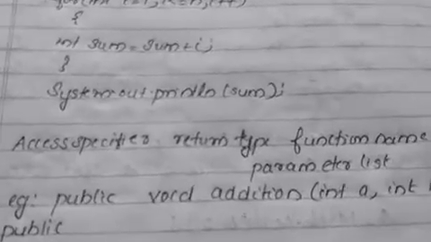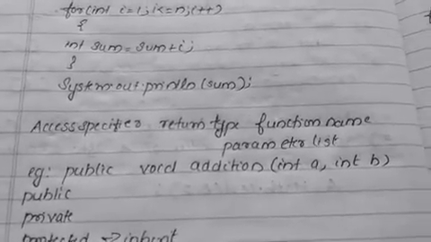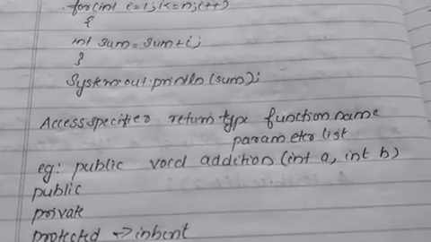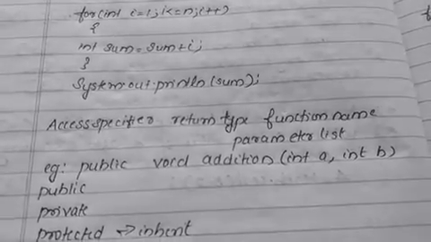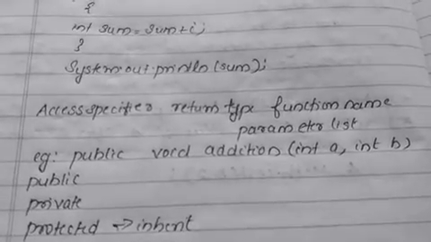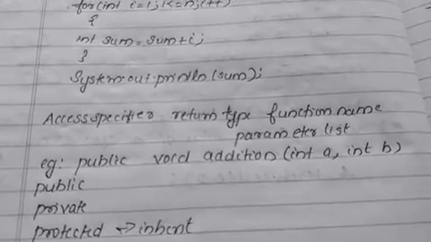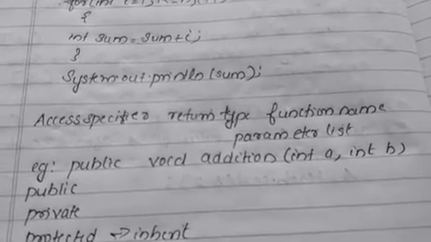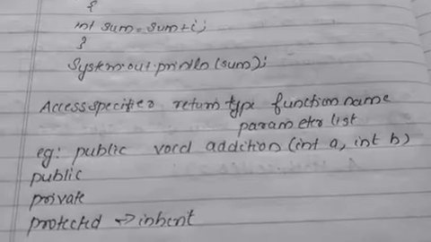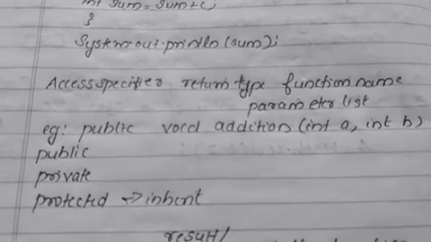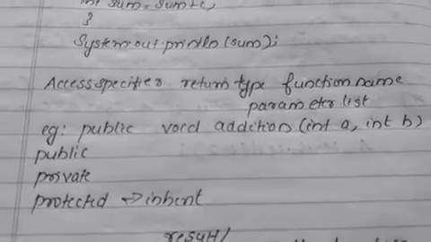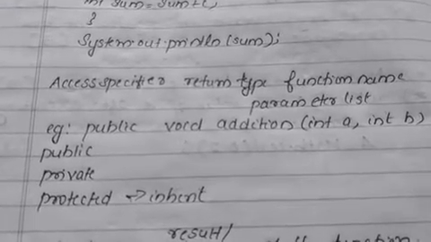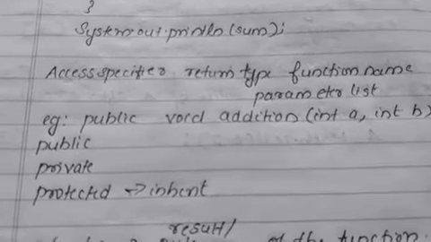This is the syntax for declaring a function: access specifier, return type, function name, parameter list. Just see an example: public void addition(int a, int b). Here, public is the access specifier we used. In Java there are mainly three types of access specifiers: public, private and protected. Suppose we are declaring the access specifier as public.